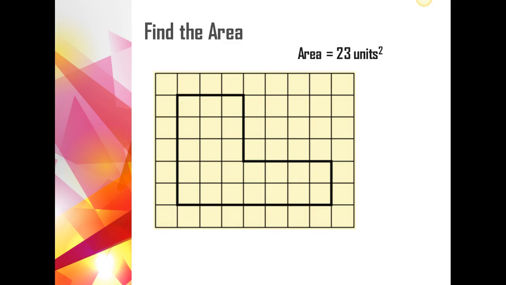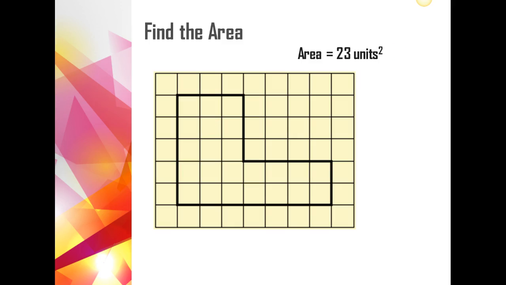One way to solve is to draw a line dividing this figure into a square and a rectangle. Then you can find the area of each piece and add them together. The area of the square is 9 units squared, and the area of the rectangle is 14 units squared. 14 plus 9 gives us a total of 23 units squared.